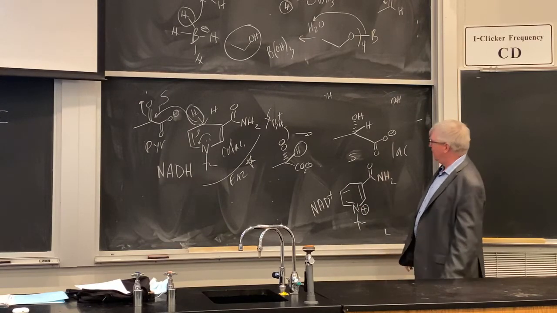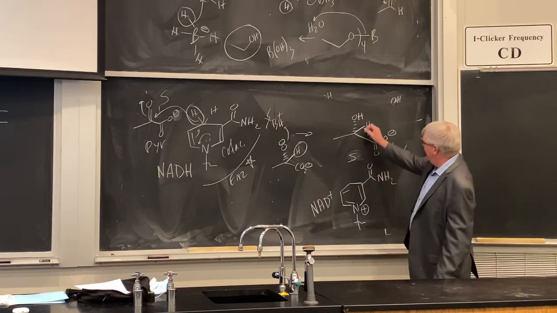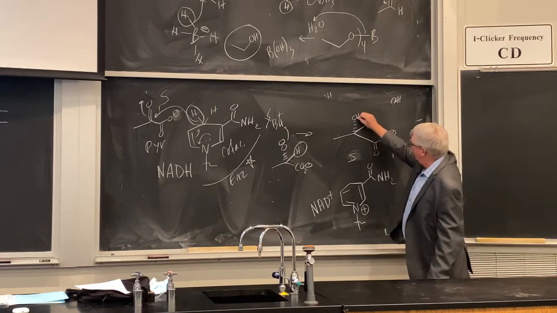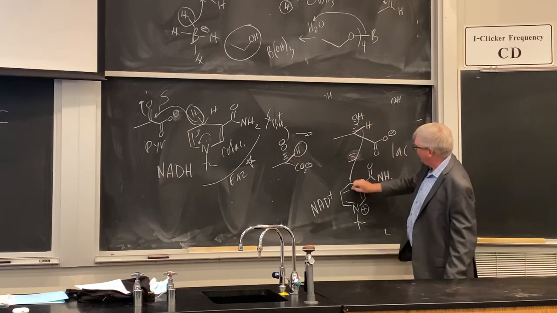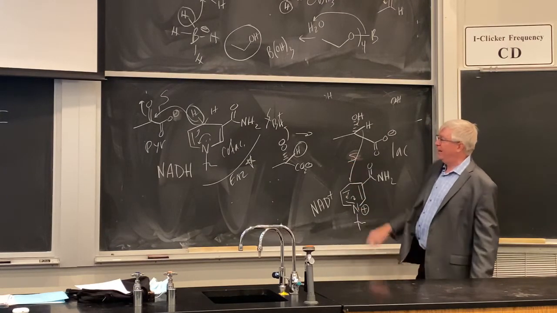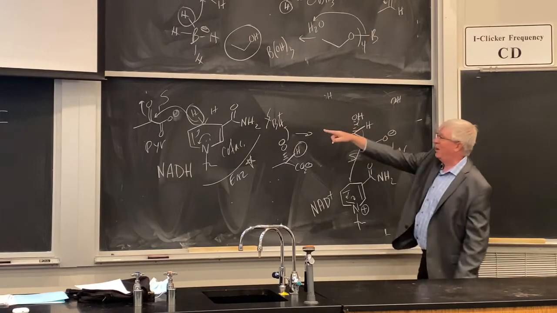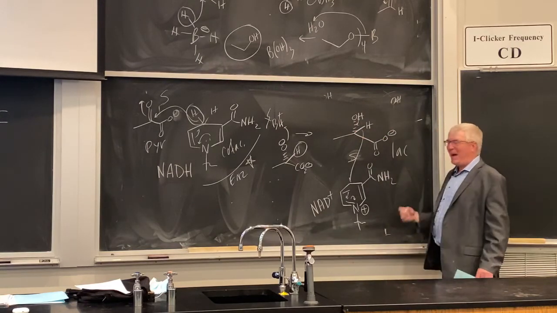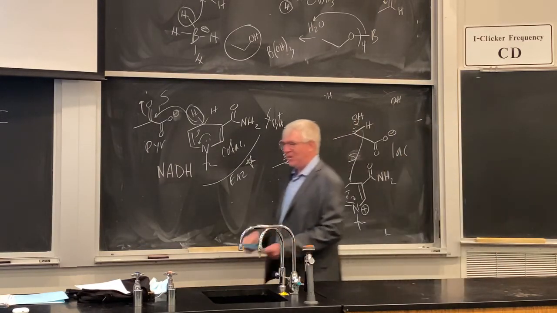It is reversible under different conditions, where we could have a base take this off, flow the electrons back in, and reduce the NAD plus back to NADH, and oxidize this back. So forwards and backwards, you can kind of see how that reaction is going to work.